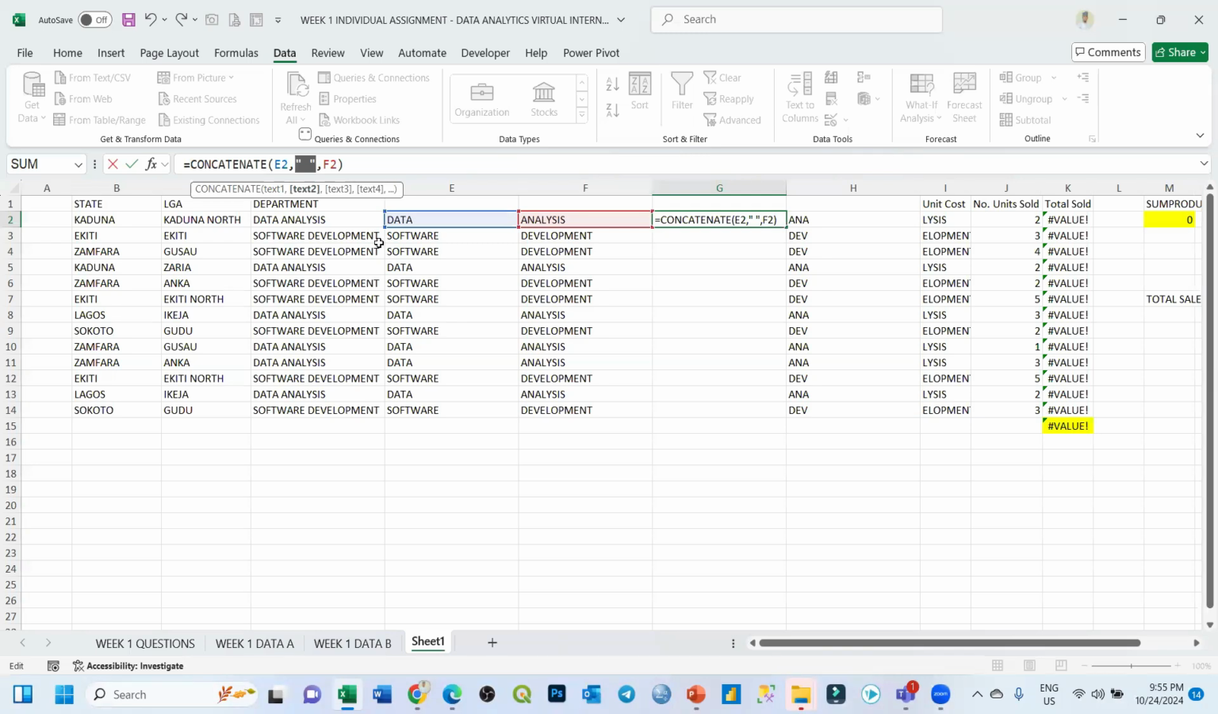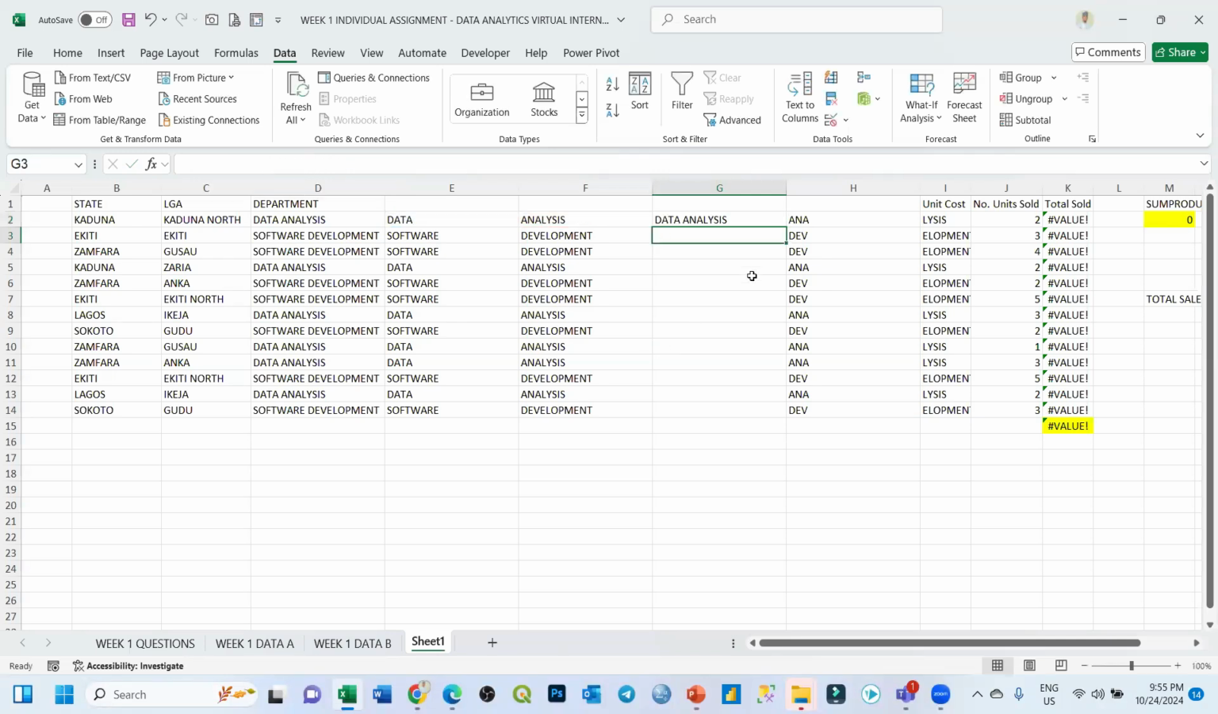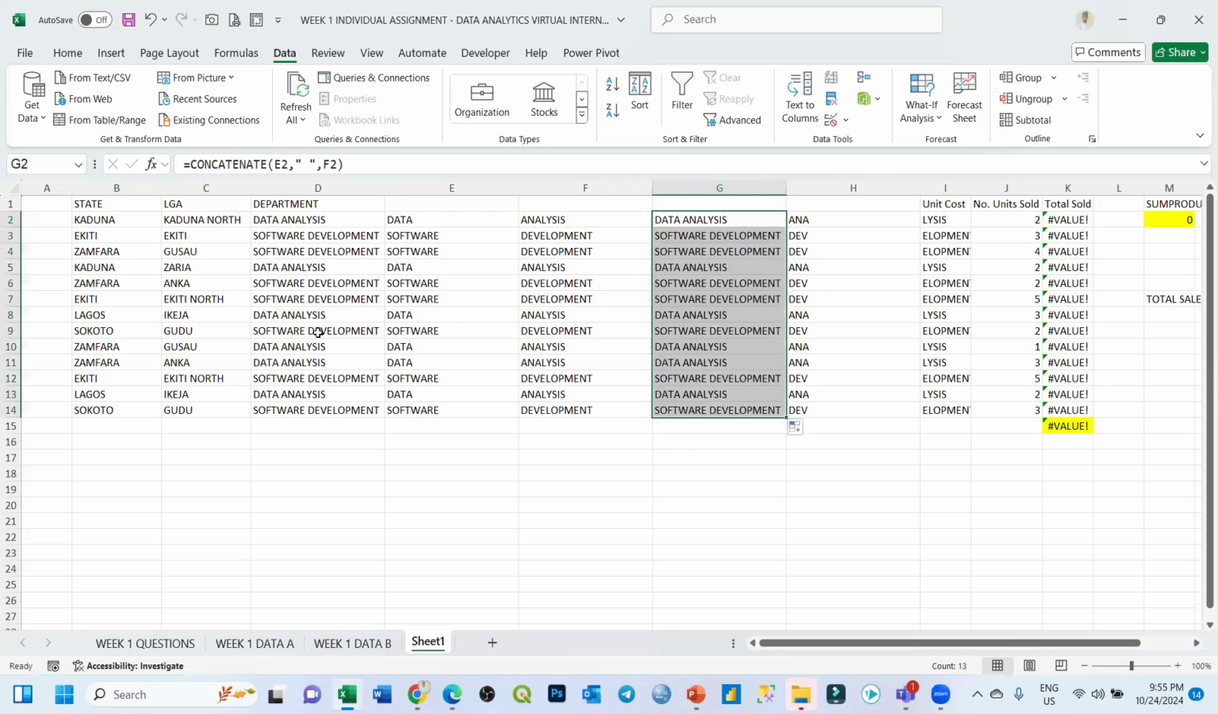Please understand this. This space that we put is what will create a space between data and analysis. Let me press enter. You see now we have data and analysis, so data analysis is now separated. When we click here, we are going to have software development separate, data analysis, and everything is back to how it was before. Sometimes you will see data with first name, surname, last name, or other name, and you will be asked to join them together and create a full name column. Please, you will not escape this. In most interviews, you are going to see something similar.